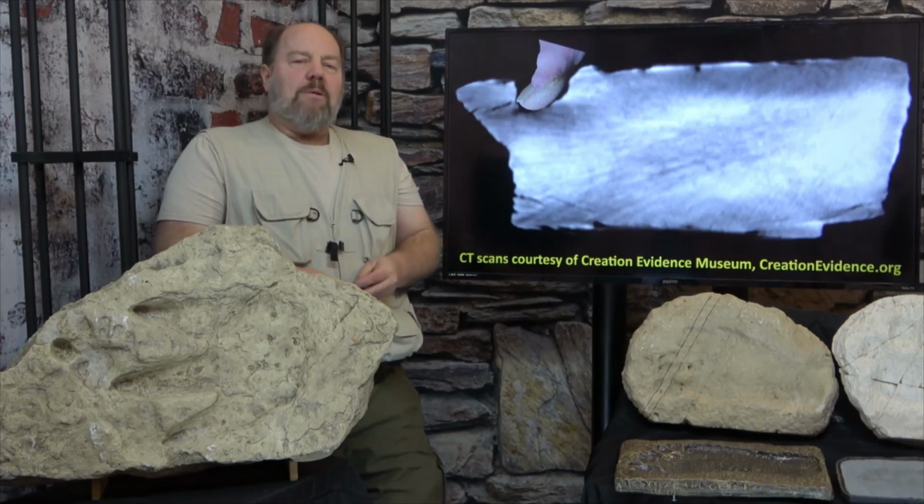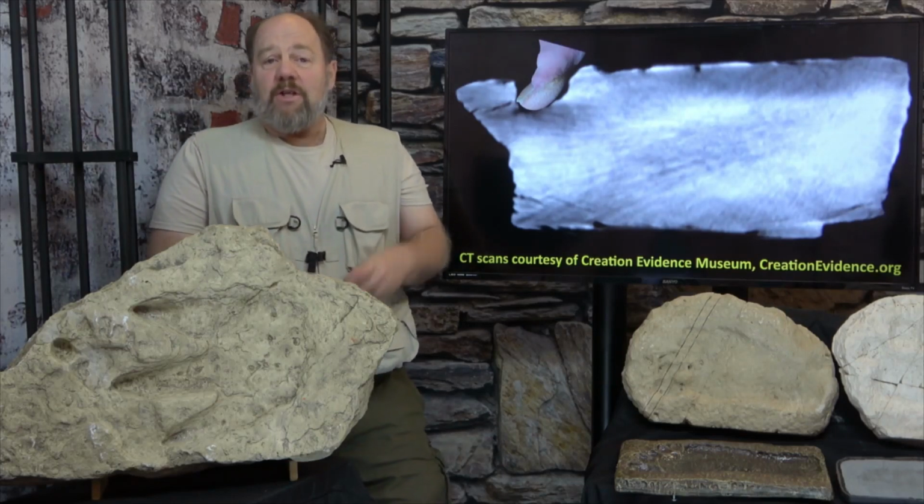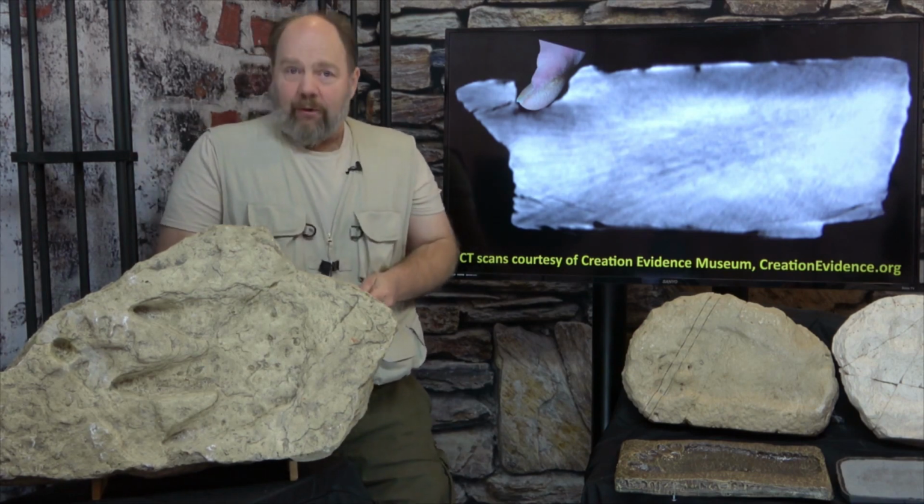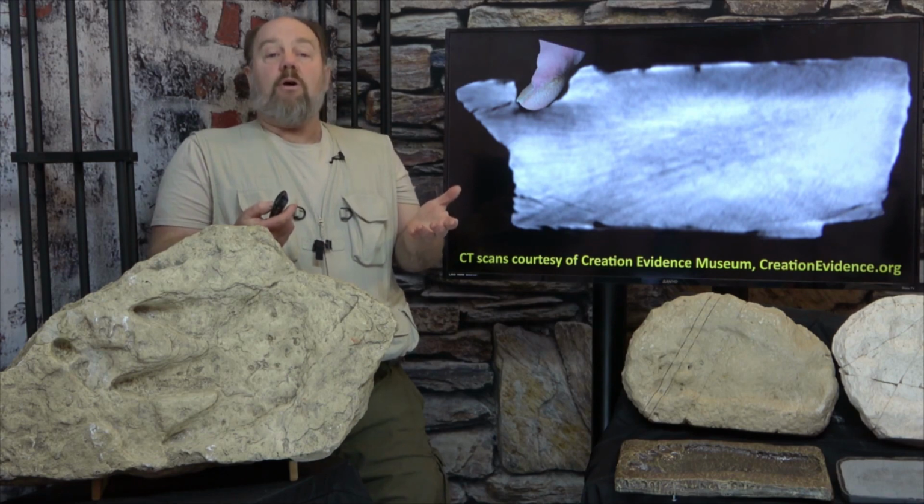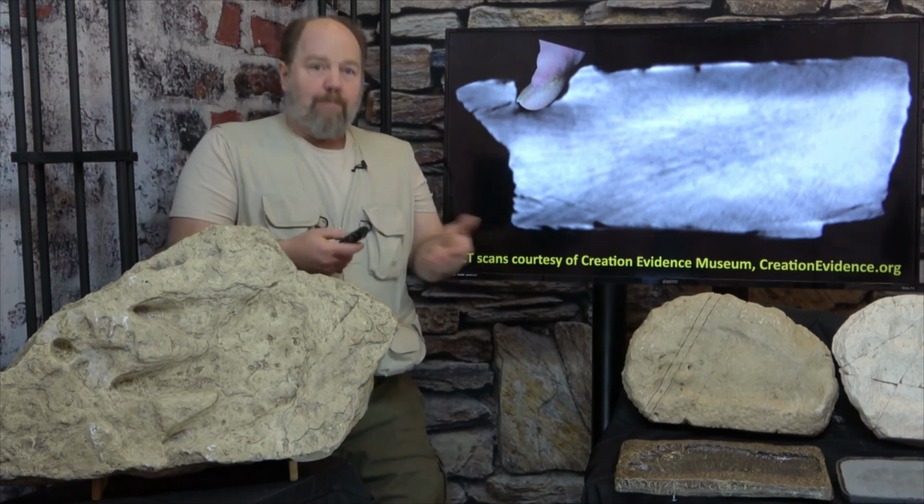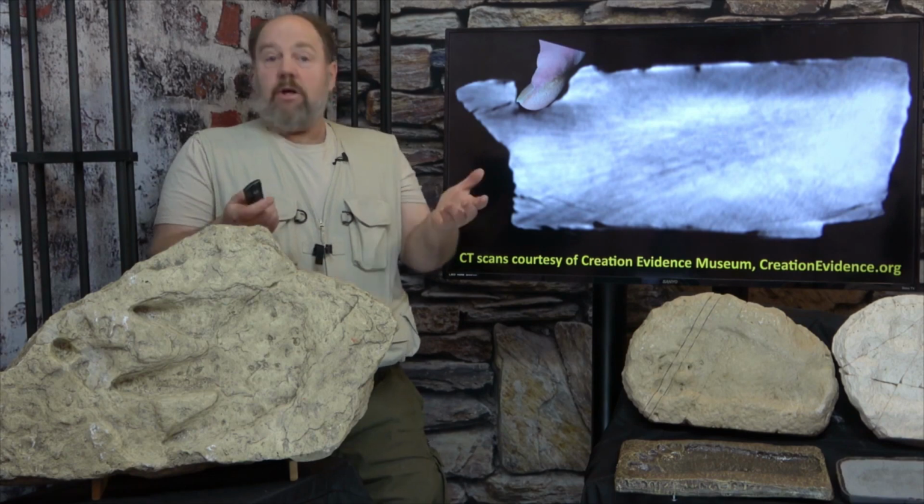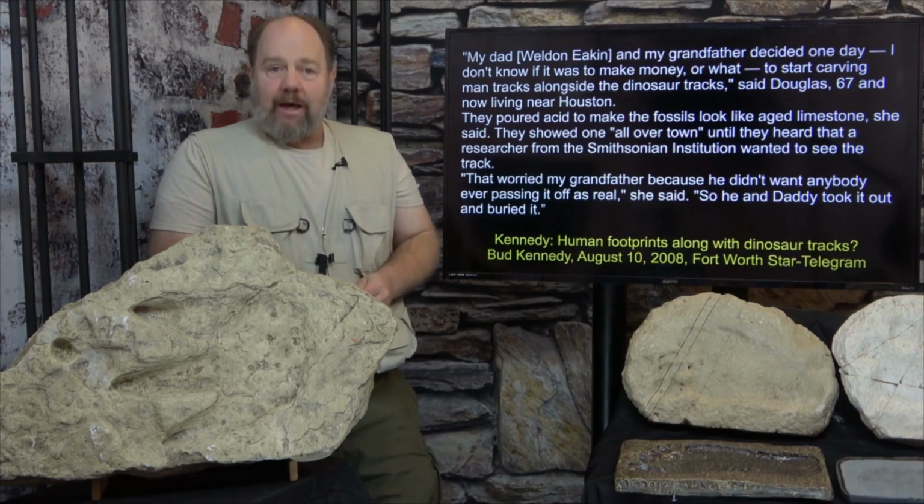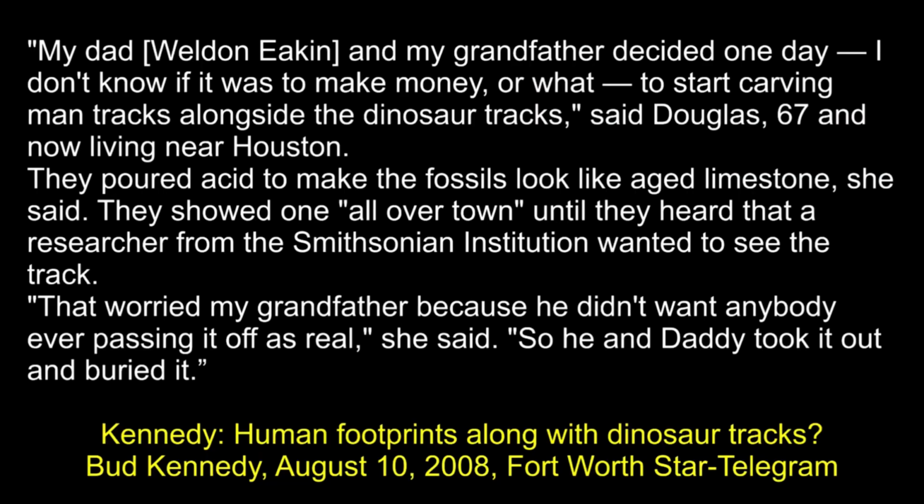A funny thing happened back in 2008 when the Creation Evidence Museum publicized the Delk. An article came out in the Fort Worth Star-Telegram where the author interviewed the granddaughter of the late George Bull Adams, a Glen Rose resident who has admitted to carving tracks during the Depression in order to sell them. In that interview, Zana Douglas said, "My dad, Welton Eakin, and my grandfather decided one day, I don't know if it was to make money or what, to start carving man tracks alongside the dinosaur tracks. They poured acid to make the fossils look like aged limestone," she said.